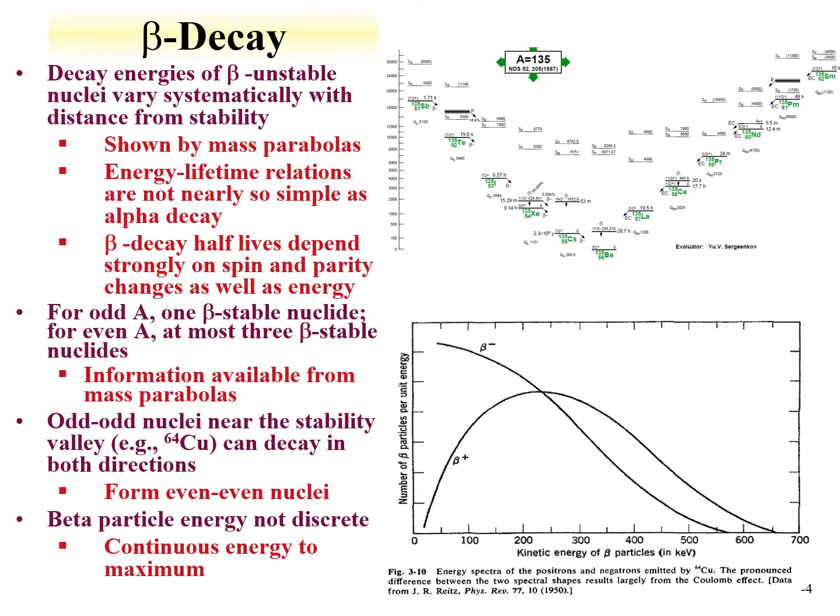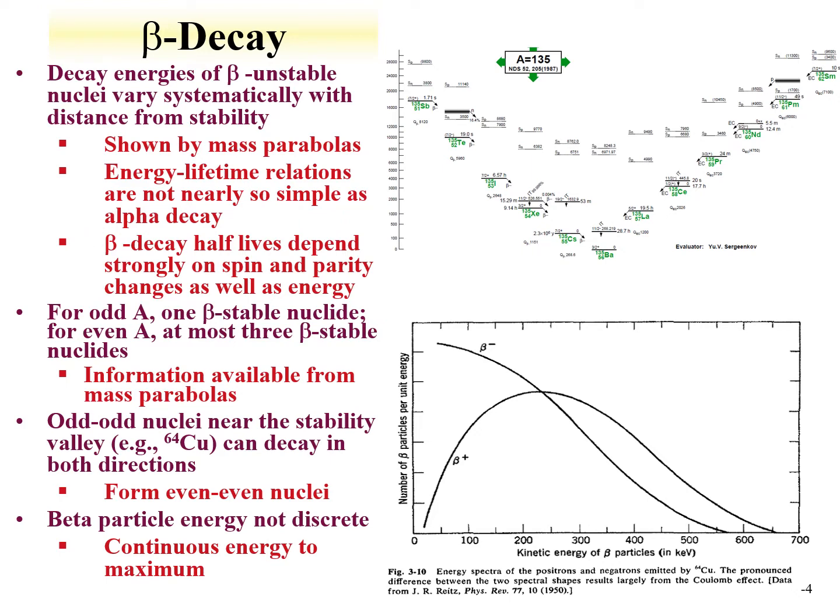Similar to alpha decay, there's systematic variations with beta decay energy and half-life. This is shown by the mass parabola here, where we see that there's this larger energy change as we go from more unstable to more stable beta isotopes. However, unlike alpha decay with the Geiger-Nuttall equation, there's not as strong a relationship, this linear relationship, as what's observed with alpha decay. And what we're going to see is that beta decay half-lives really depend upon variations in spin and parity. Now there are some trends that we can observe for beta stable nuclei.